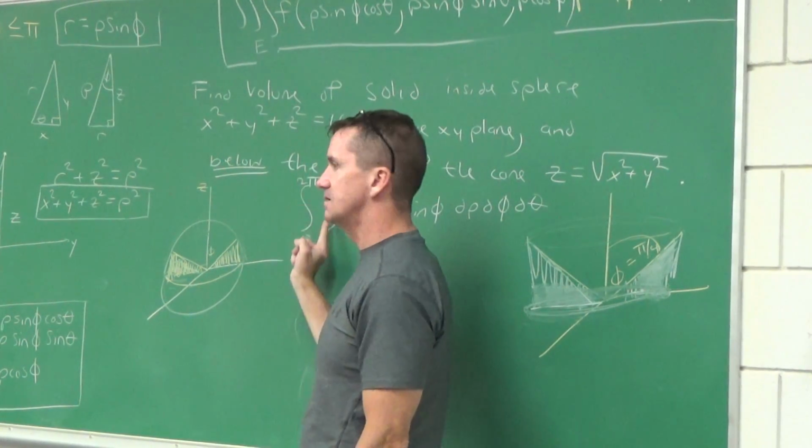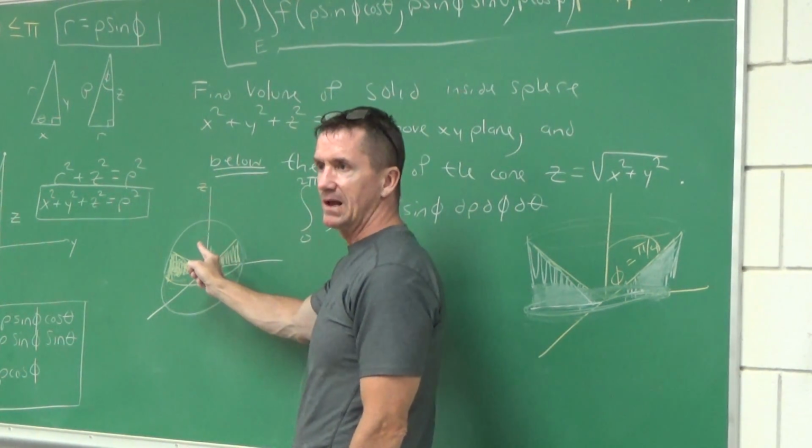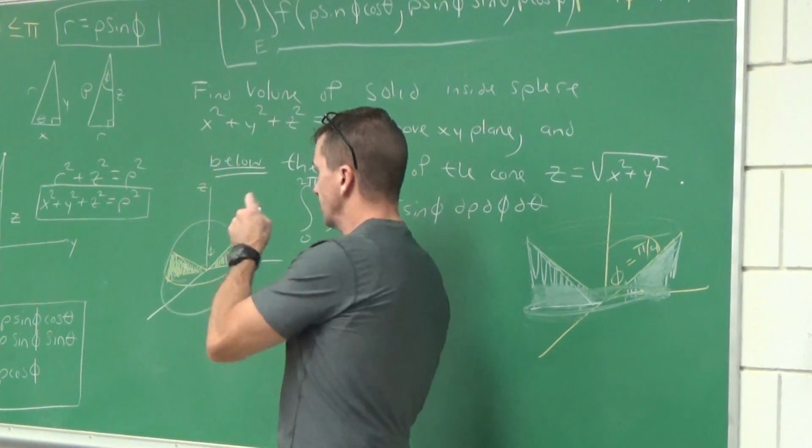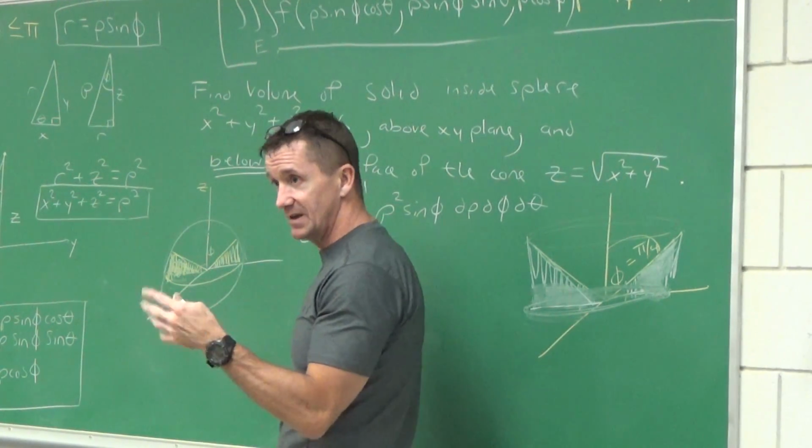Well, here's the challenge. What is this? I say we'll label this, make sure we don't mess this up. You know, is that 0 to pi over 2? Is that 0 to pi over 4? Is that pi over 4 to pi over 2? Is that pi over 2 to pi? You know what I mean?